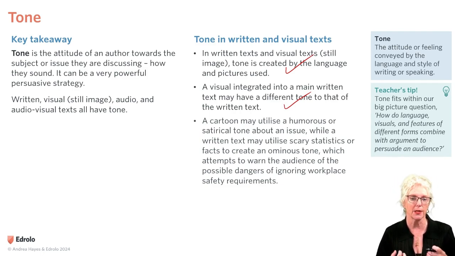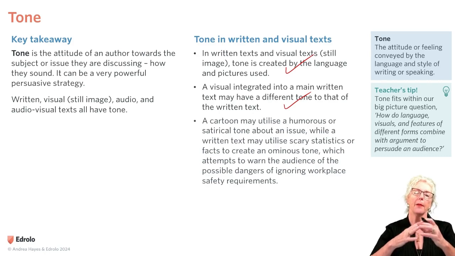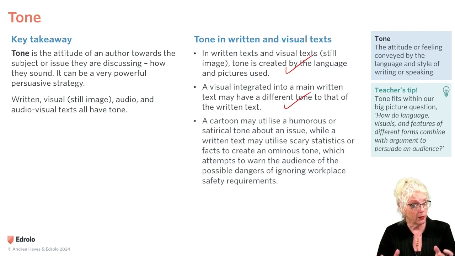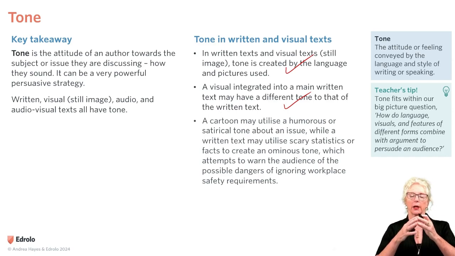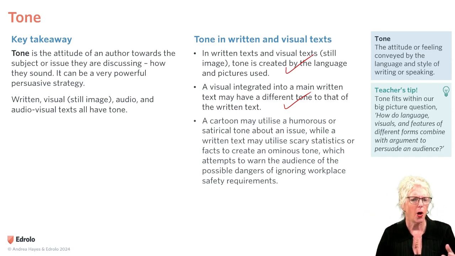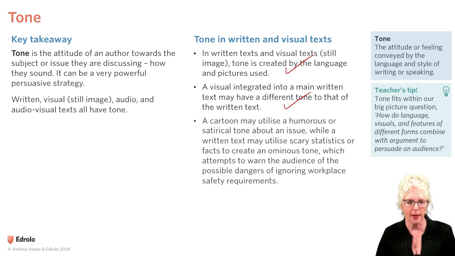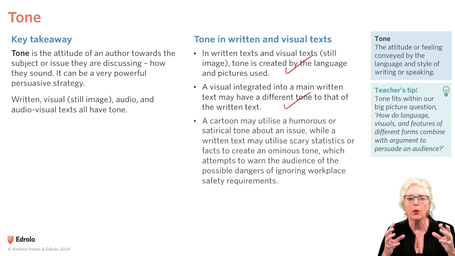Now, we know that tone is the attitude or feeling conveyed by the language and style of writing or speaking. Be careful though. Tone fits within our big picture question. How do these language features, visuals, and different forms combine with an argument to persuade an audience? Don't make the mistake of writing an entire paragraph on tone or feeling you have to start every sentence with something about tone. Think about how it works together.